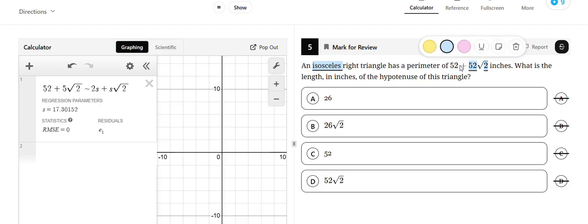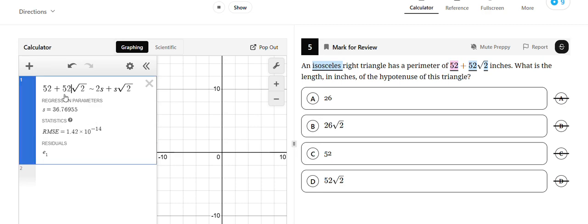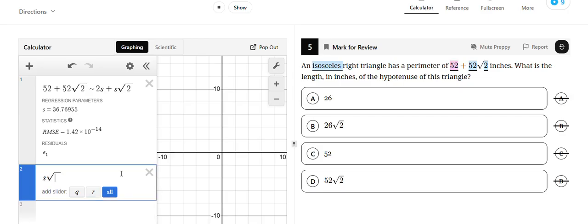It's actually this, which you might find weird, but sometimes something multiplied by a square root gives a whole number, whereas adding the two legs does not give a whole number. So we're going to see that here. So let me just make that correct. Okay, 52 plus 52 root 2 is equal to 2s plus s root 2. So s is equal to 36. What we want is the hypotenuse, which we know is s square root of 2, which is 52.